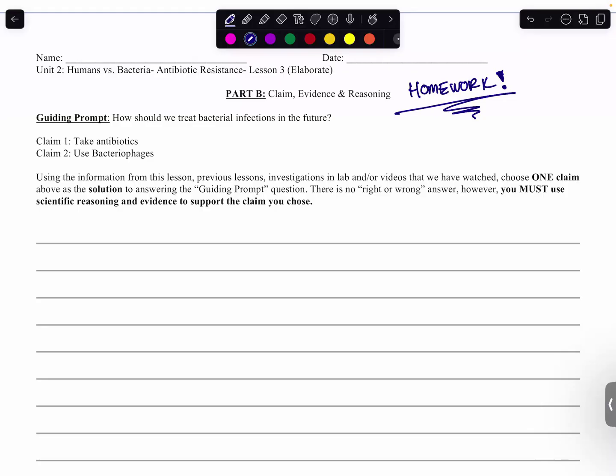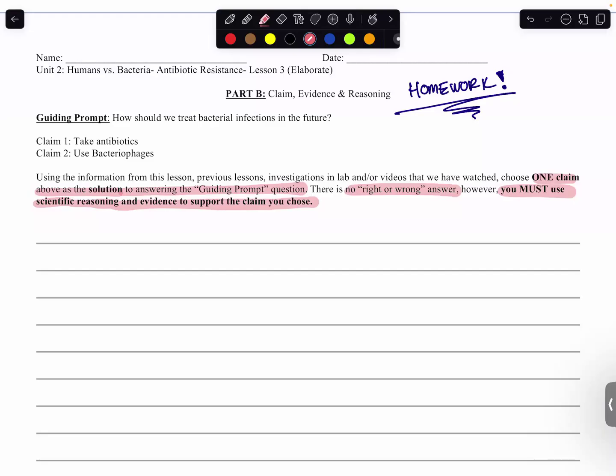Using the information from this lesson, previous lessons, investigations in lab and or videos that we have watched, choose one claim above as the solution to answering the guiding prompt question. There is no right or wrong answer. However, you must use scientific reasoning and evidence to support the claim you chose. Remember, this is all about claim evidence reasoning. You take a claim, whether you choose claim 1 or claim 2, you're not using both, just choose one.